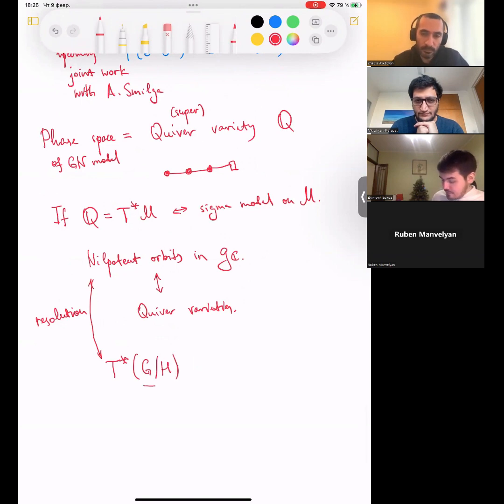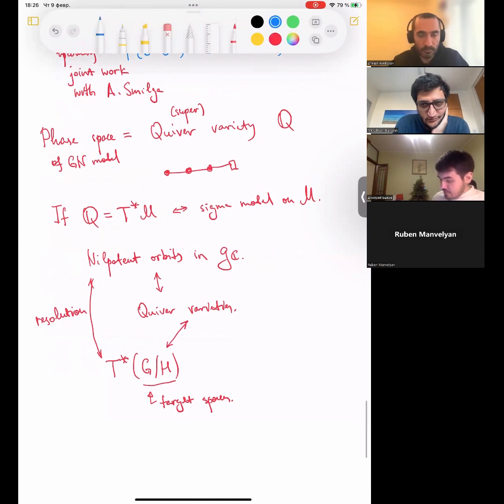So the claim is that what I'm getting in this construction is that these homogeneous spaces are the target spaces of the sigma models. So that's the relation between quiver varieties. This is the Gross-Neveu side, and this is the sigma model side.